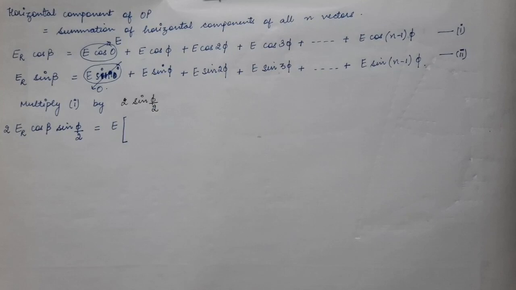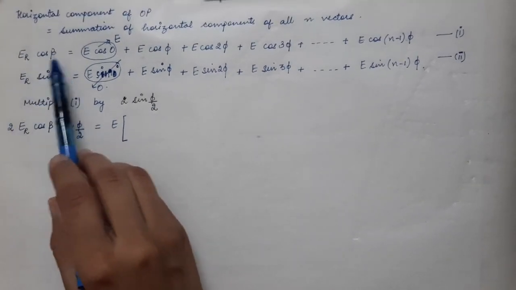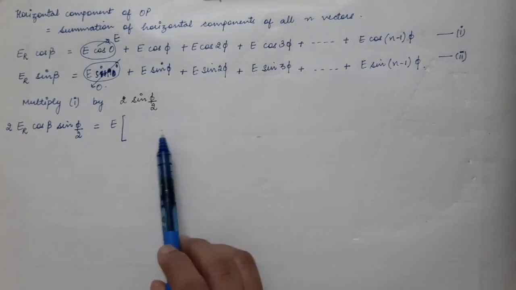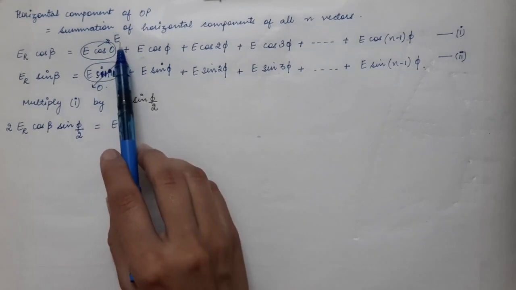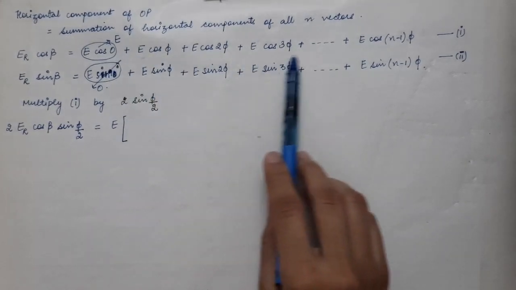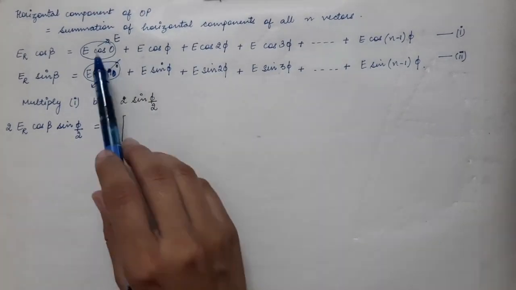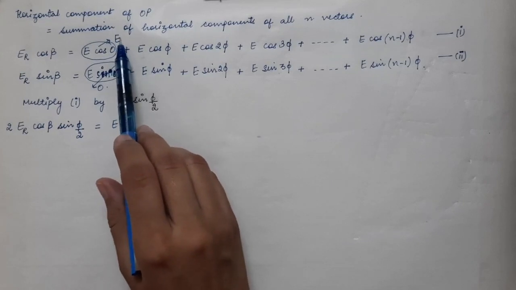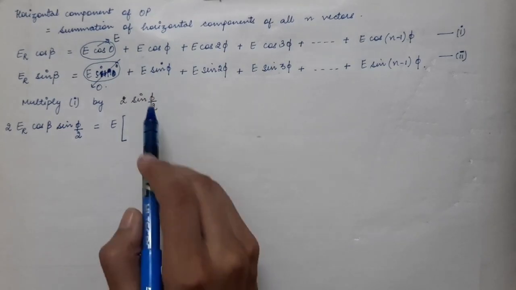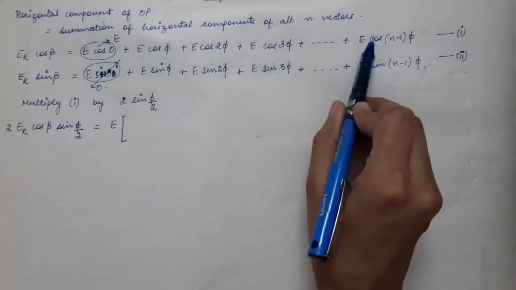So on the left hand side we will get twice of ER cos beta, which will remain as it is, times sine of phi by 2, and on the right hand side we will take E as common. So here we have E in the second term also. In all the terms we have capital E as common. So capital E can be taken common. The first term was just equal to capital E. So we take capital E outside and we multiply twice of sine phi by 2 with every term on the right hand side also.